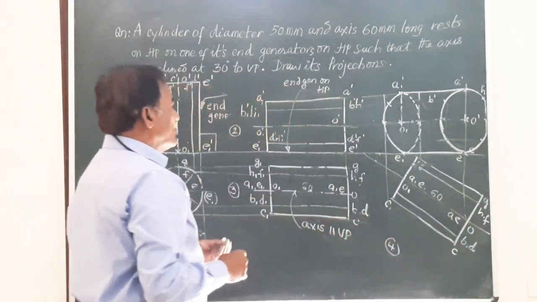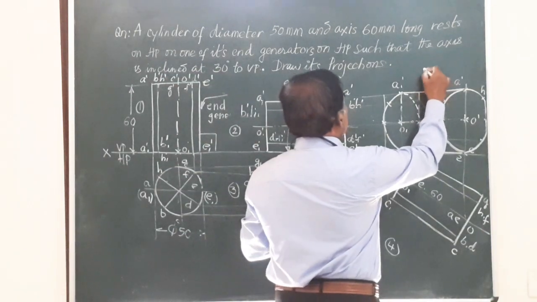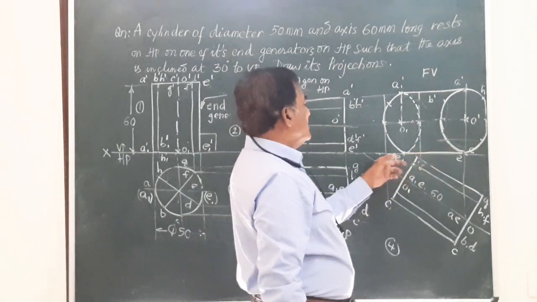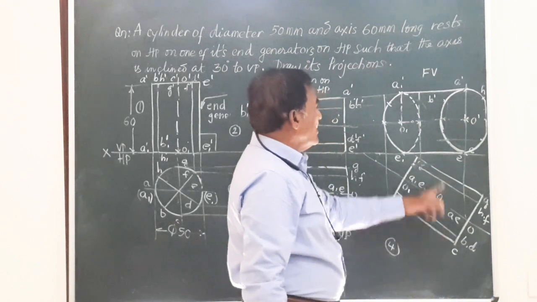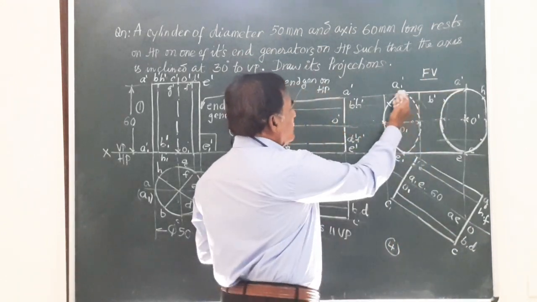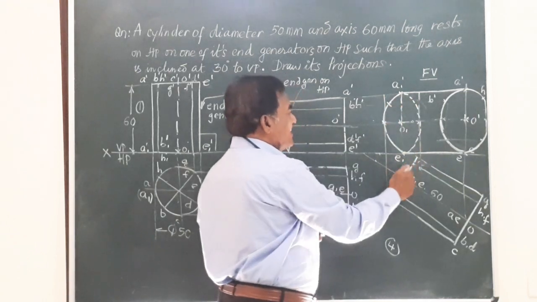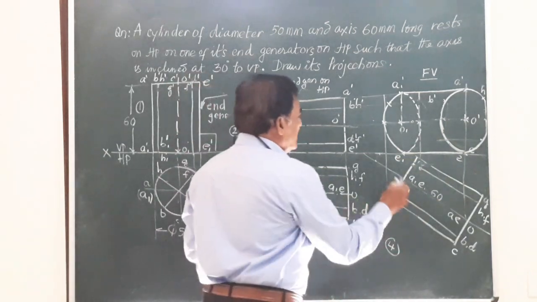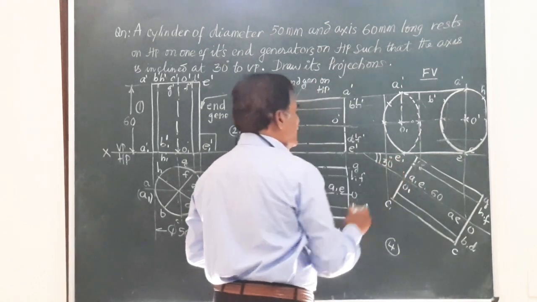Friends, if you observe the final front view, you will see that the top end of the object, which is resting on one of the end generators on HP, is completely visible, and this figure will represent the front view wherein the bottom half of the solid, the cylinder, is shown by dotted line, since that is not visible to the observer. And here the axis of the solid is at an angle of 30 degrees to VP.